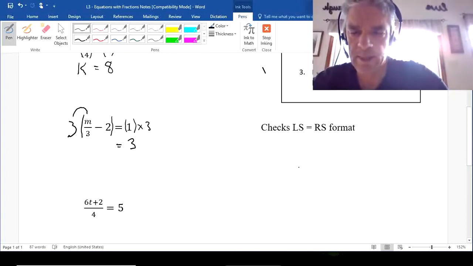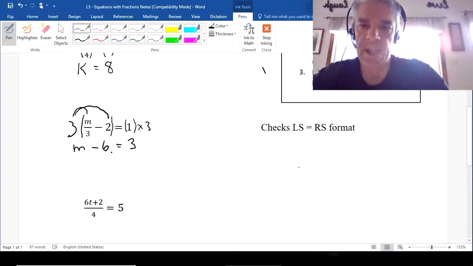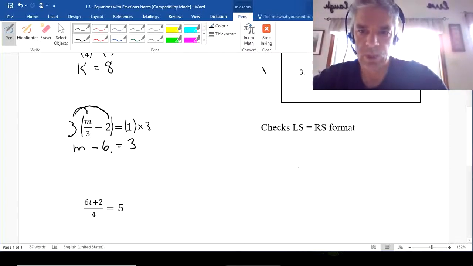3m divided by 3, well, that's like 3 and 3 over top of each other. So that leaves me with just 1m, which is really kind of nice. That makes my life really simple. But I also have to multiply the 3 by this minus 2, which is going to give me minus 6. And now I have a much simpler equation to deal with.